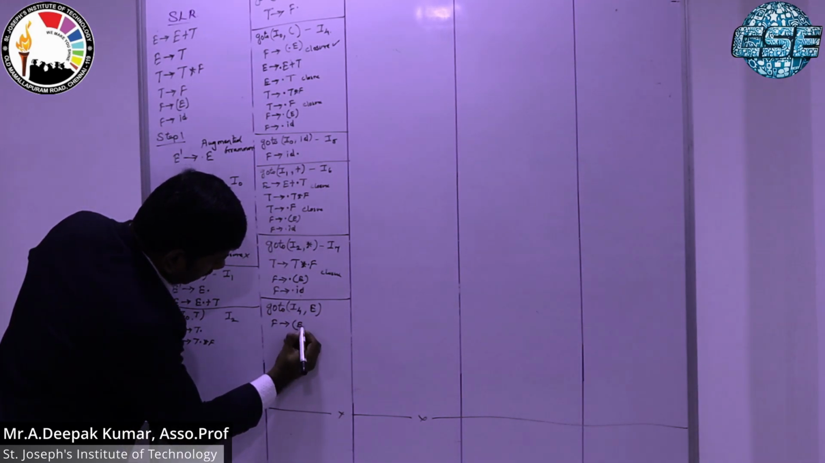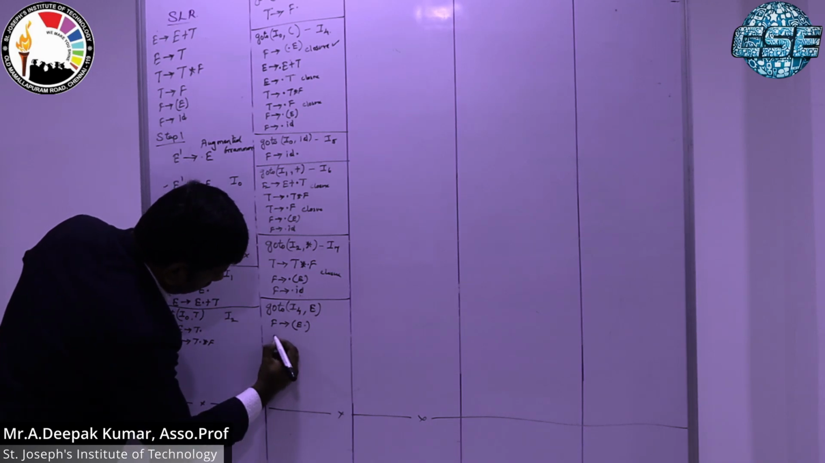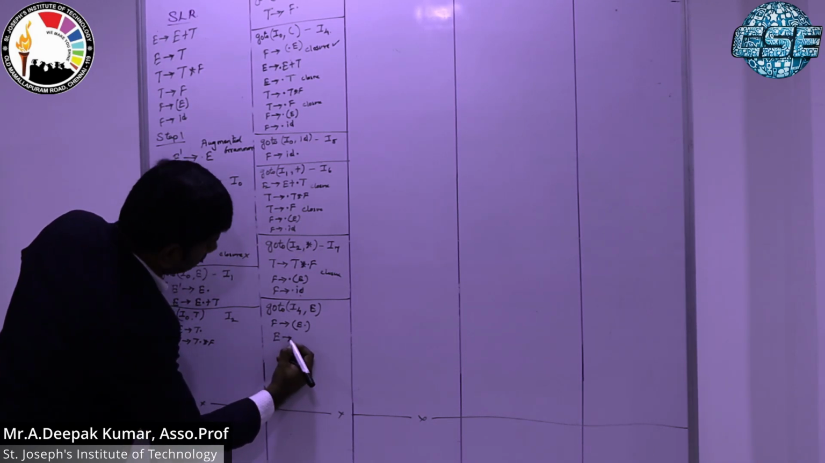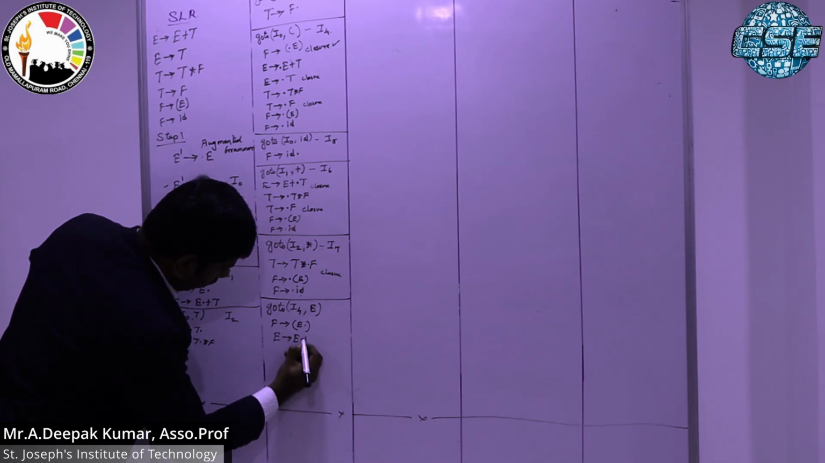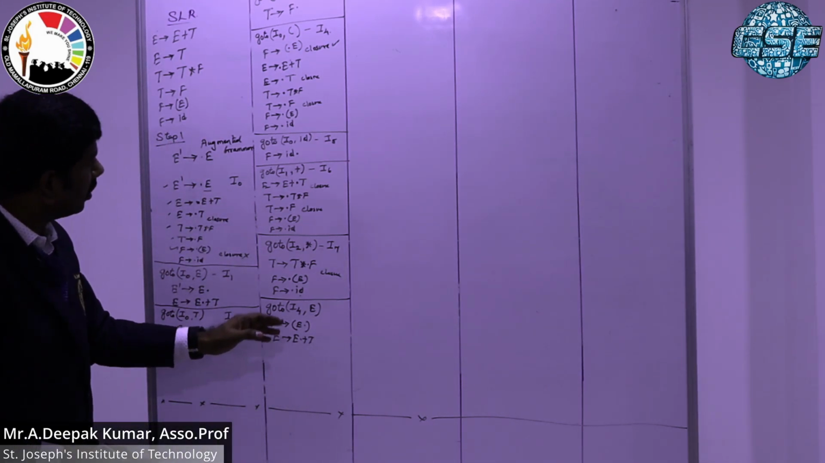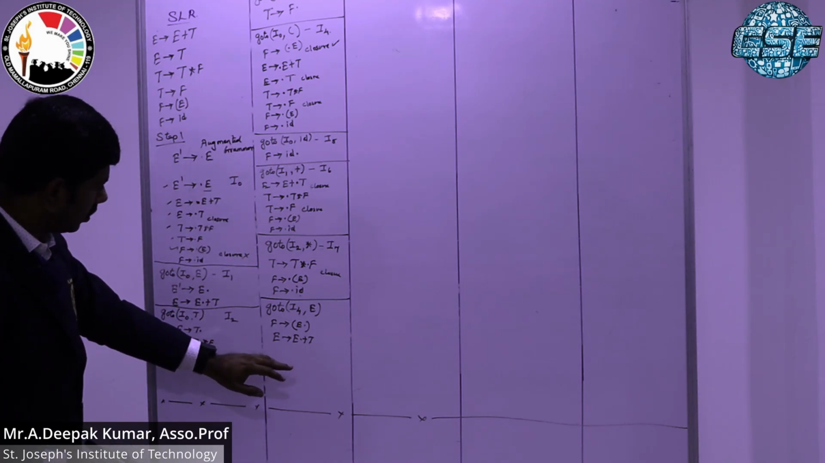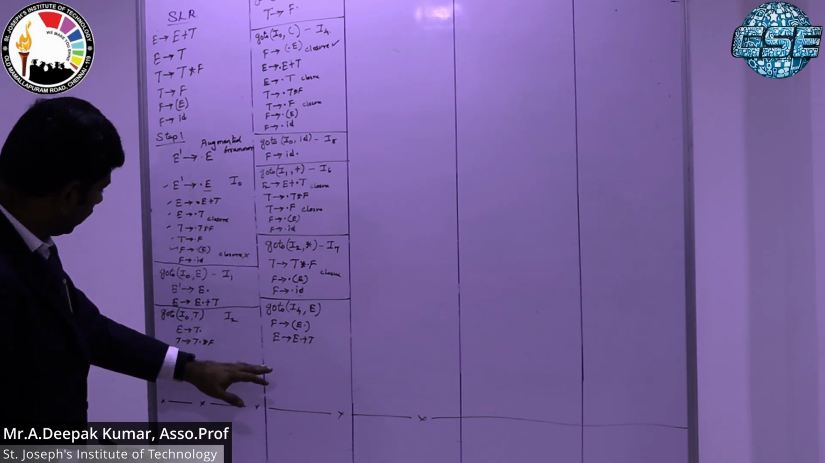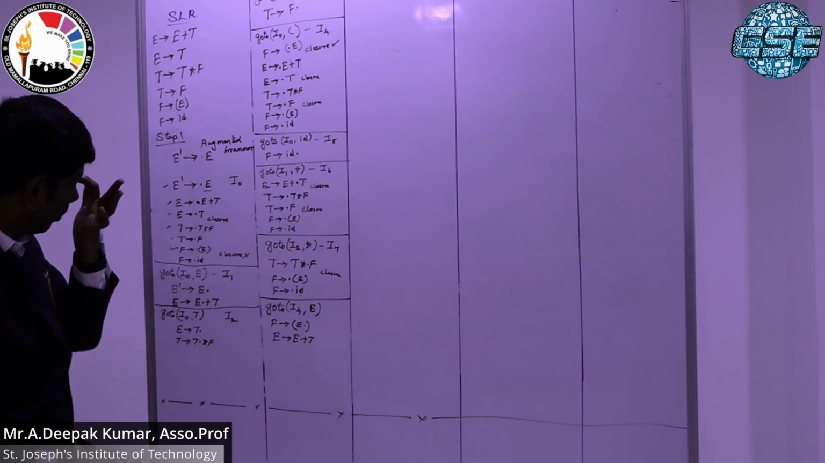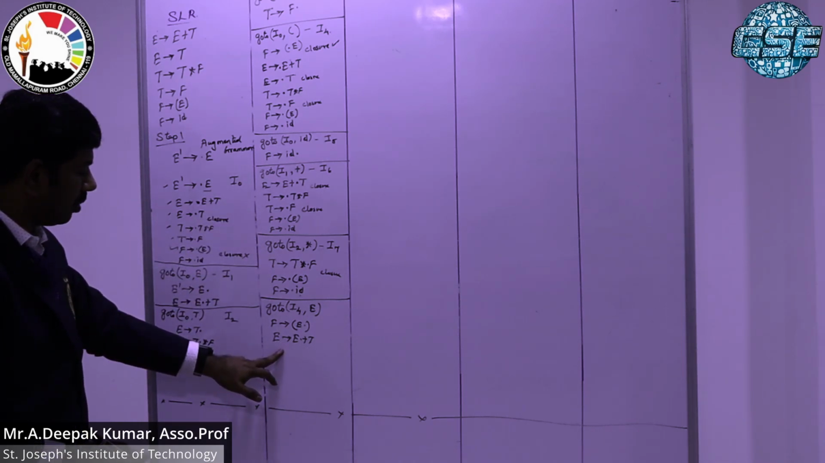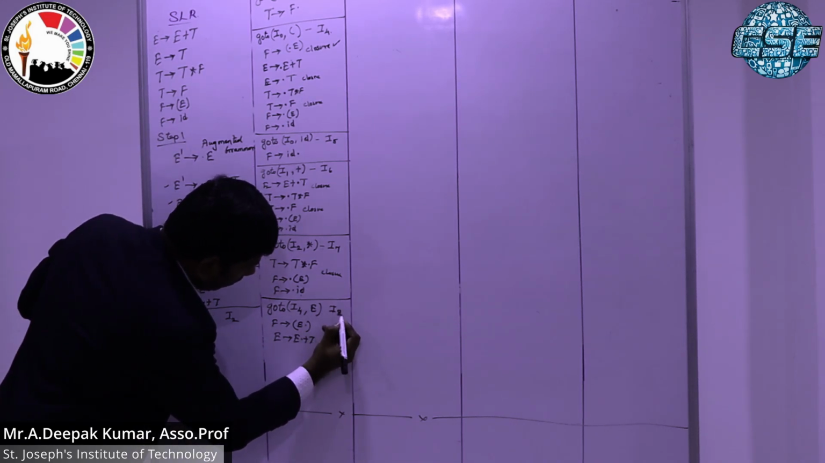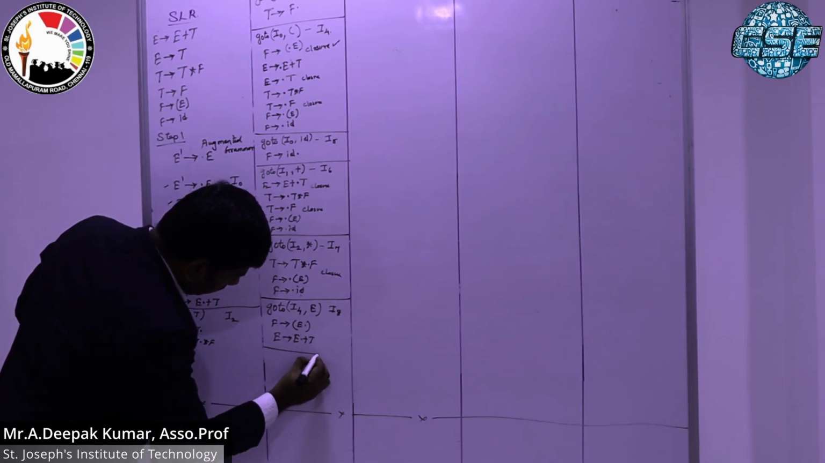F derives open braces E dot close braces, then E derives E dot plus T. Now we need to check whether we have the same items or not. There are none, so we can name it as a new state. I will name this as I8.